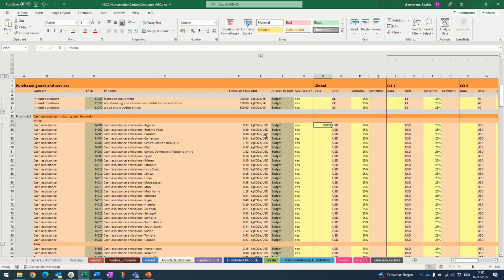So the good news is that we have emissions factors for cash assistance, and these were calculated taking into consideration the average emissions per capita in a certain country and the GDP of that country. But again, just like with the financial support emissions factors, the cash assistance emissions factors are in no way perfect. But it's a start, and these will be improved over time.